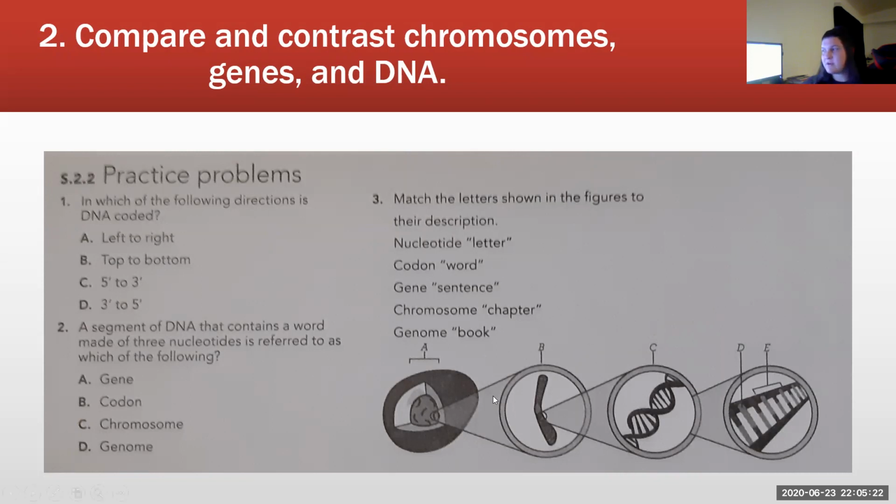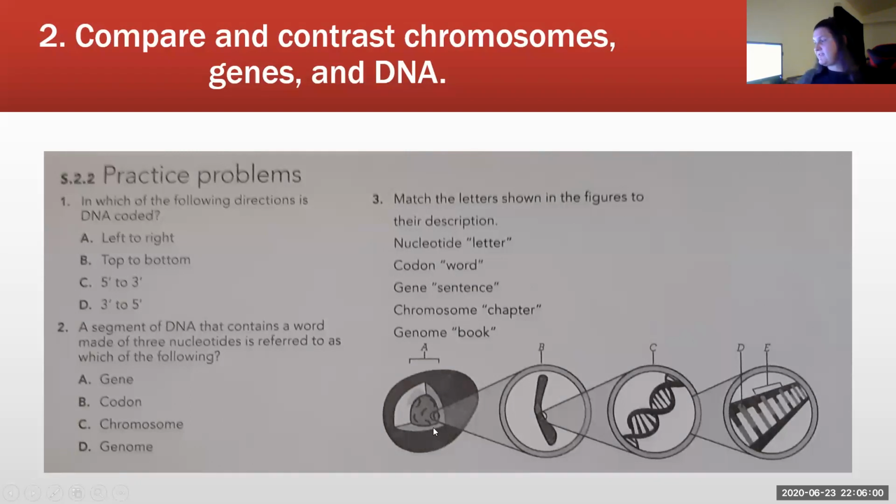So I'll explain that more as we move on to the next question. We need to match the letters shown in the figures to their description. The nucleotide is the letter, the codon is the word, the gene is the sentence, the chromosome is the chapter, and the genome is the book. So we're looking for the letter in the word, in the sentence, in the chapter, in the book.